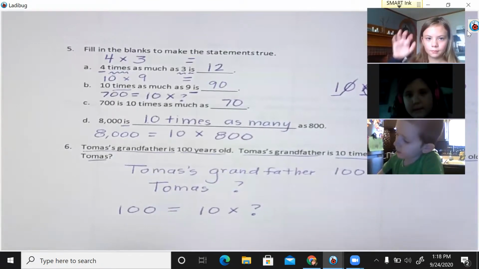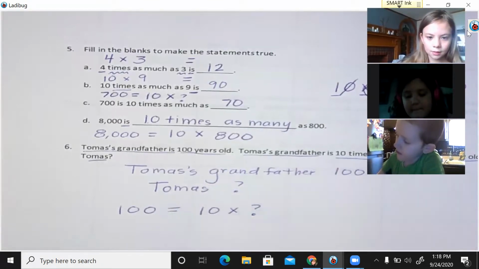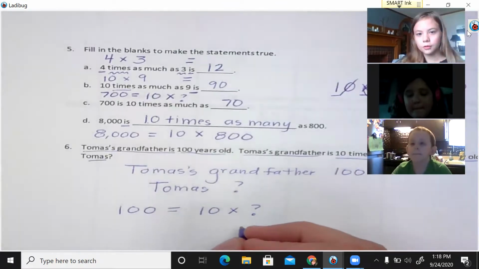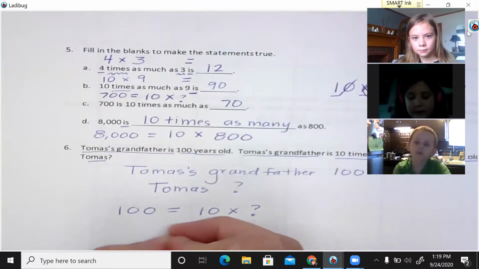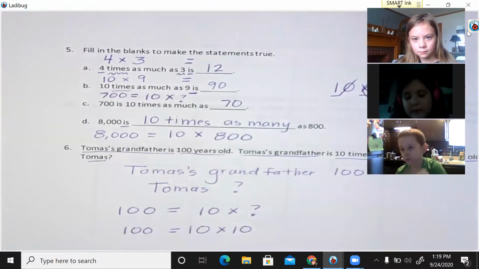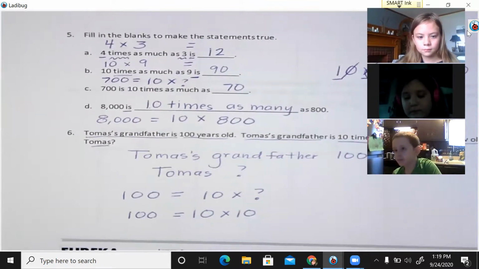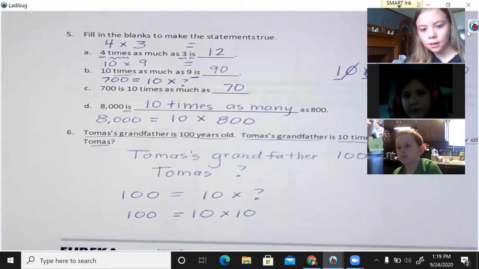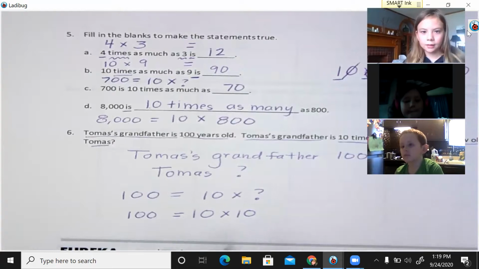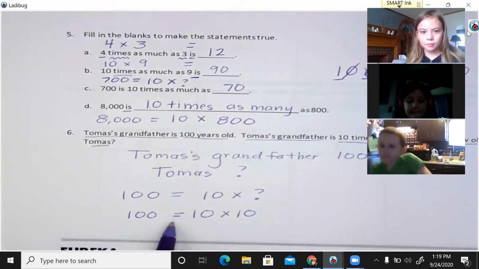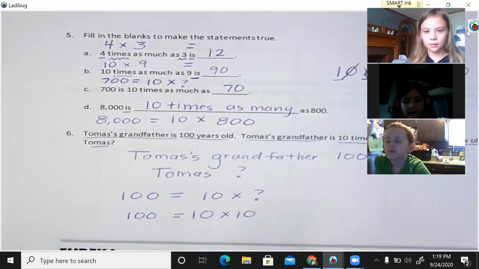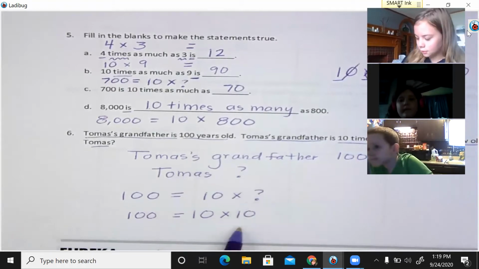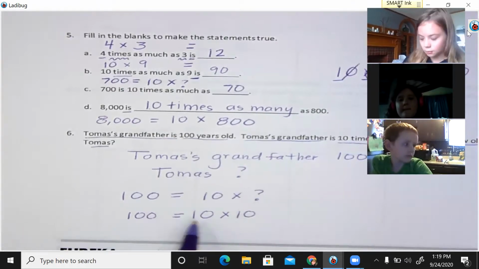Nina? It is equal to 10. Why do you think it's 10? You do 10 times 10. You can take the 2 zeros and the 1, and it has 100. So Nina thinks he's 10 years old, and it fits appropriately. 10 times 10 equals 100.